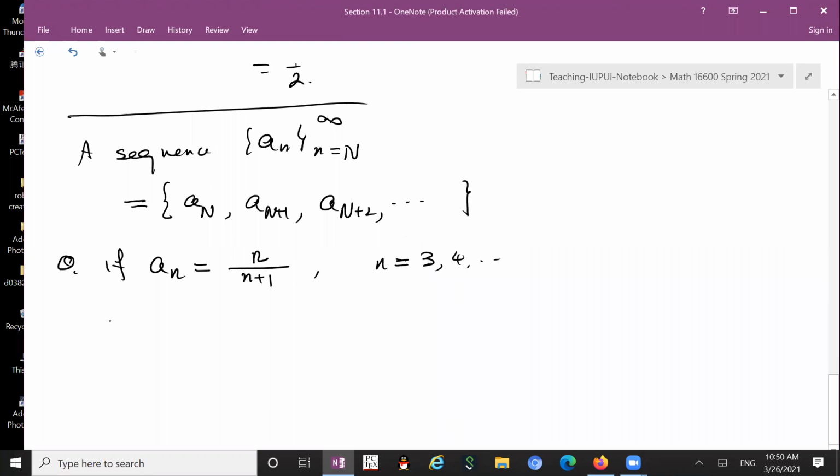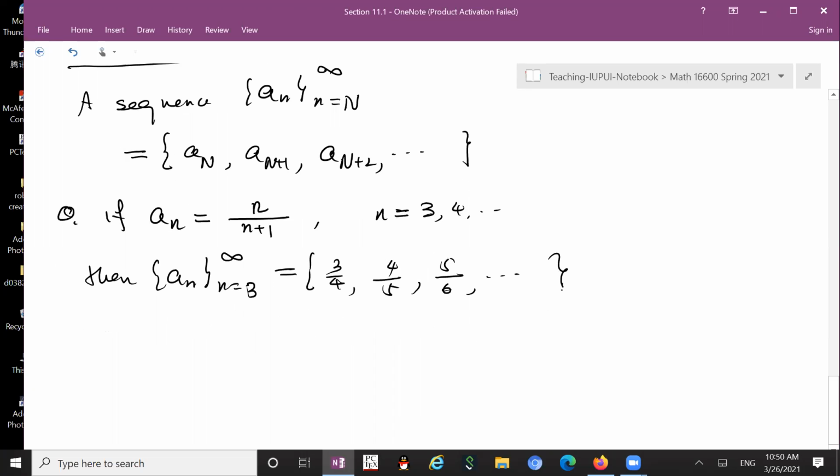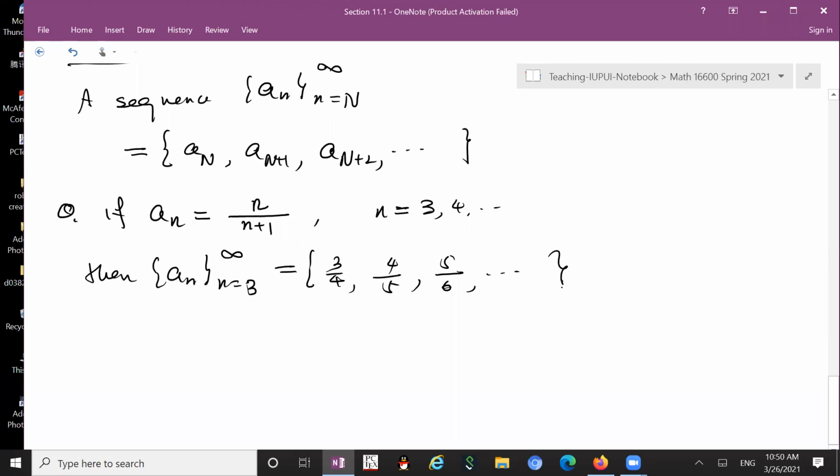Then the sequence, n from 3 to infinity, can be written in the form like that. When n equals 3, it's 3 over 4. When n equals 4, it's 4 over 5. When n equals 5, it's 5 over 6. Now let's take a look at this sequence.